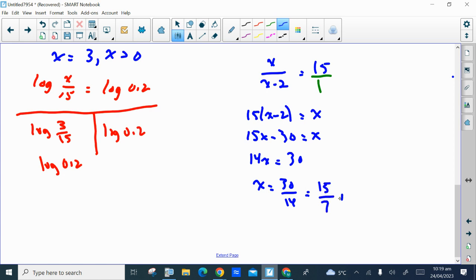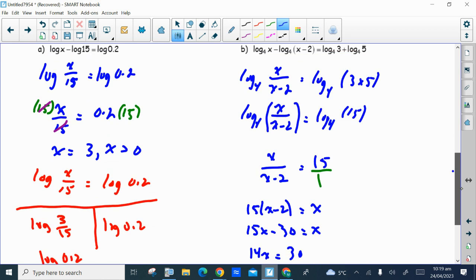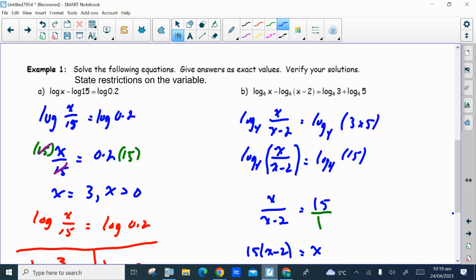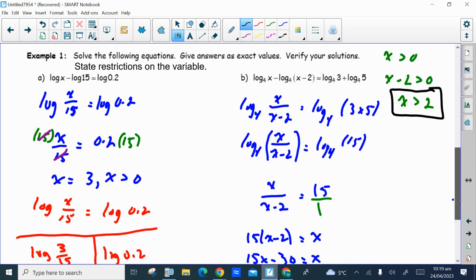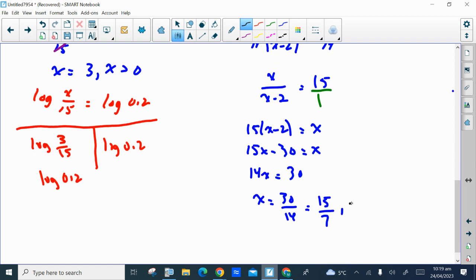My restriction here. In this case, I have two arguments that I need to look at. I've got an argument of x, so x must be greater than 0. I also have an argument of x minus 2, which must be greater than 0, so x would have to be greater than 2. Like we did before, we would want to take the statement that satisfies both of those conditions, which would be that x must be greater than 2. That is our restriction.